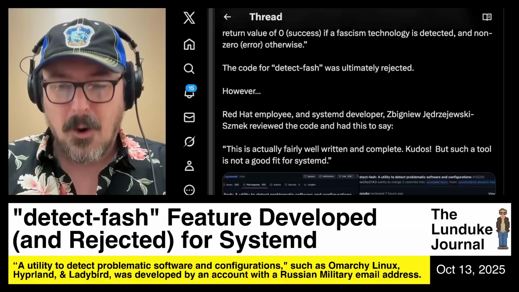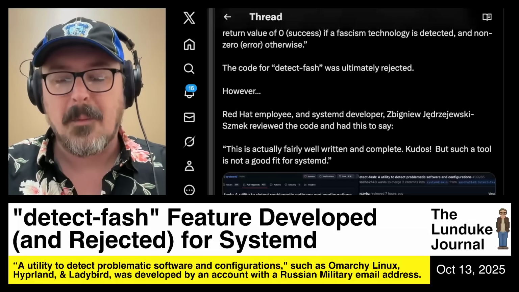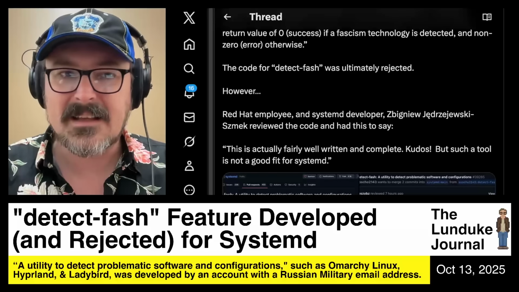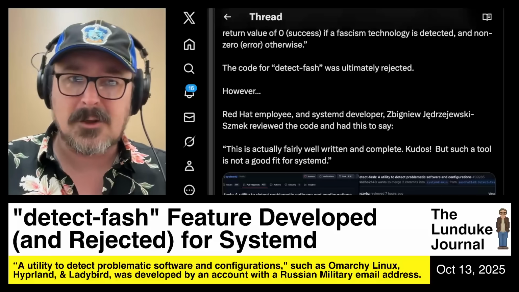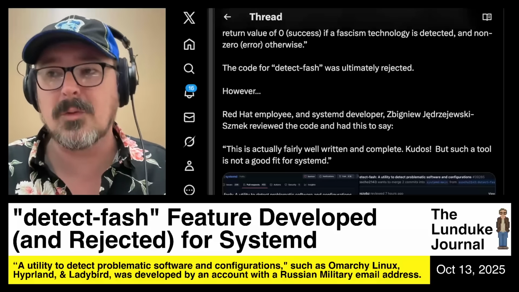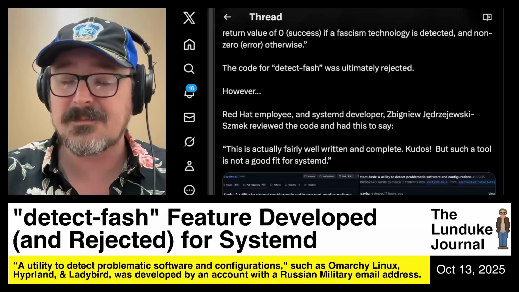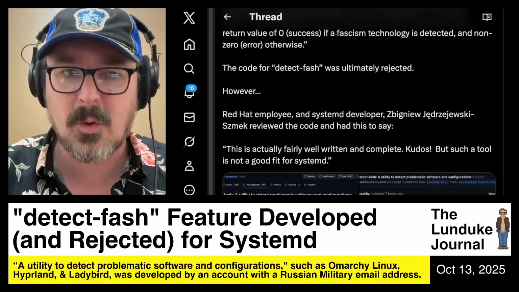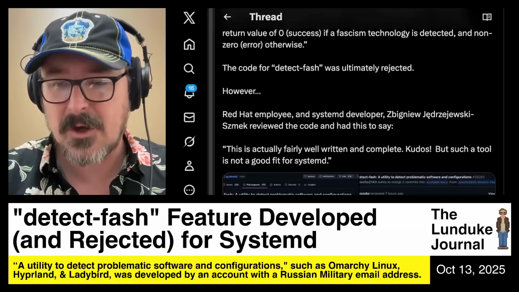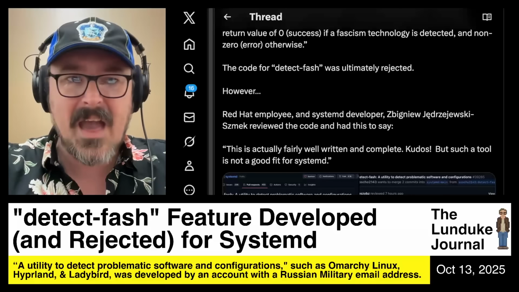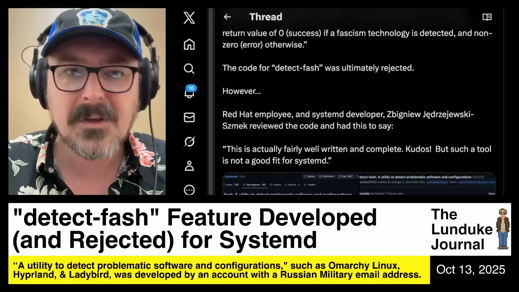He says it's actually fairly well written and complete. Kudos. Okay. Now, before we go further, before this story gets weirder, I want to say this flat out. This is most likely some level of joke, right? I mean, this is clearly a little bit tongue-in-cheek, because who in their right mind would have a detect-fash utility for System D? So it's a little bit of a joke, a little bit of a troll of all of us and everyone out there by creating this piece of code and submitting it in. Okay, that out of the way, this does raise a couple of issues.